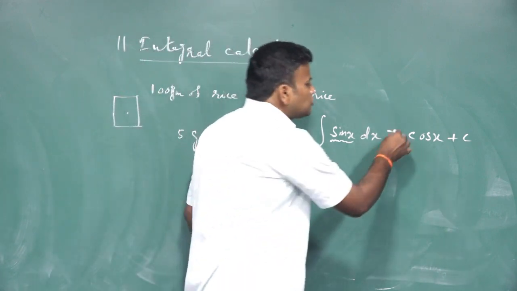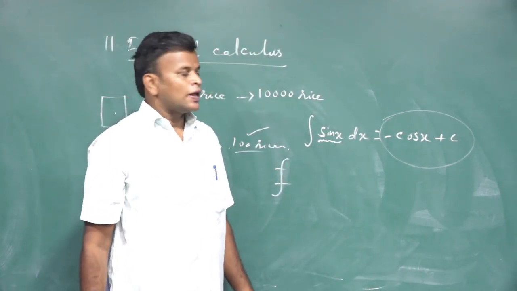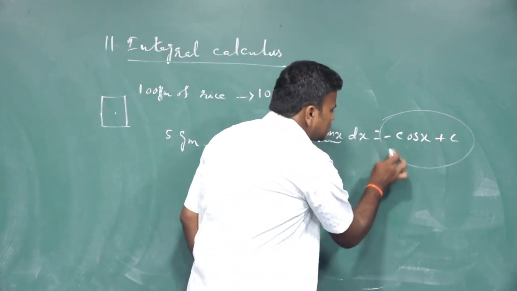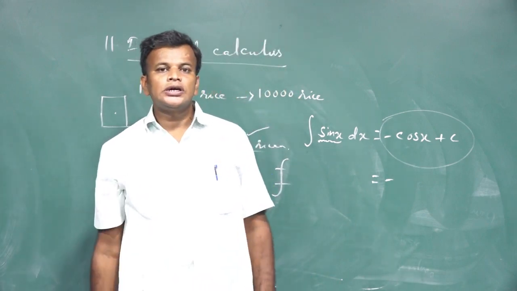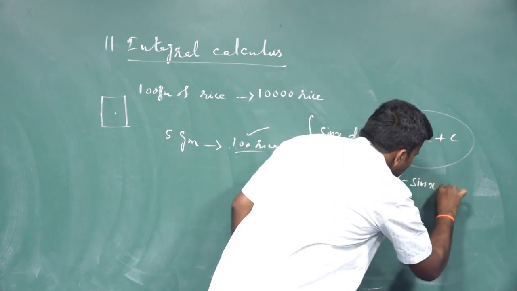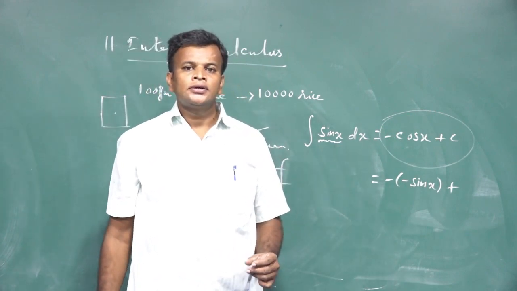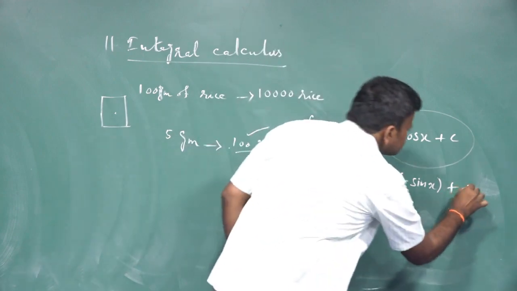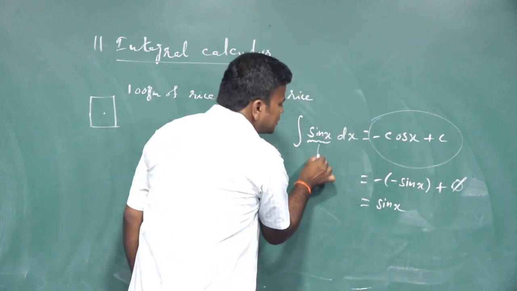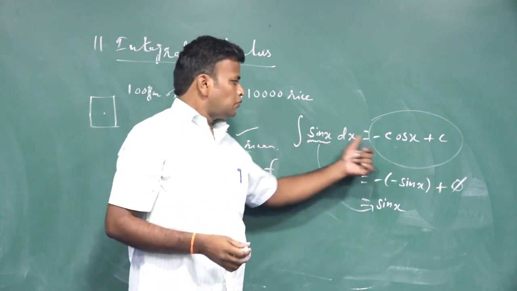Now we check. What is the differentiation of this RHS with respect to x? We already know the differentiation concept. Now we differentiate this RHS with respect to x. First of all, the minus sign is there, so I put minus. The differentiation of cos x is minus sin x, plus c, where c is a constant. What is the differentiation of a constant? The differentiation of a constant is 0, so we leave it. Minus and minus is plus sin x. You see, exactly sin x will come. So integration is nothing but antiderivative. It is actually a formula.